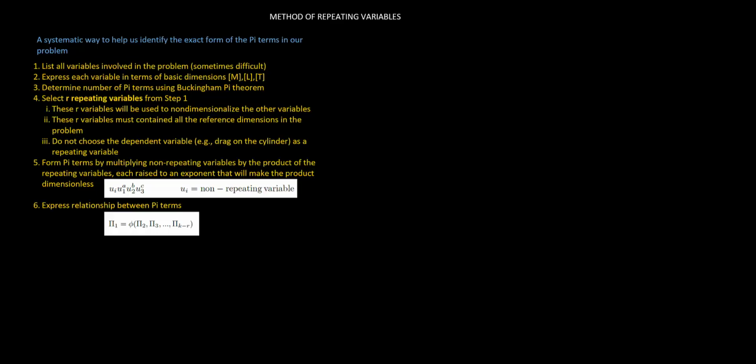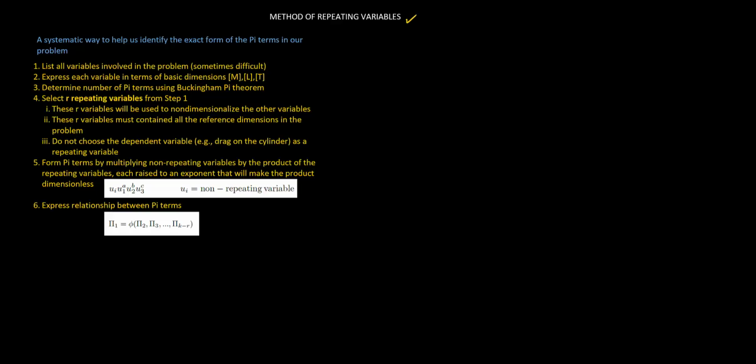It only tells us how many dimensionless groups we have in a given problem. So this leads us to the method of repeating variables. And this is a systematic way to help us identify the exact form of the pi terms in our problem. So the method is described as follows. First, we need to list all the variables involved in the problem. And this can sometimes be difficult, right? It requires some intuition, maybe some expert knowledge, right?